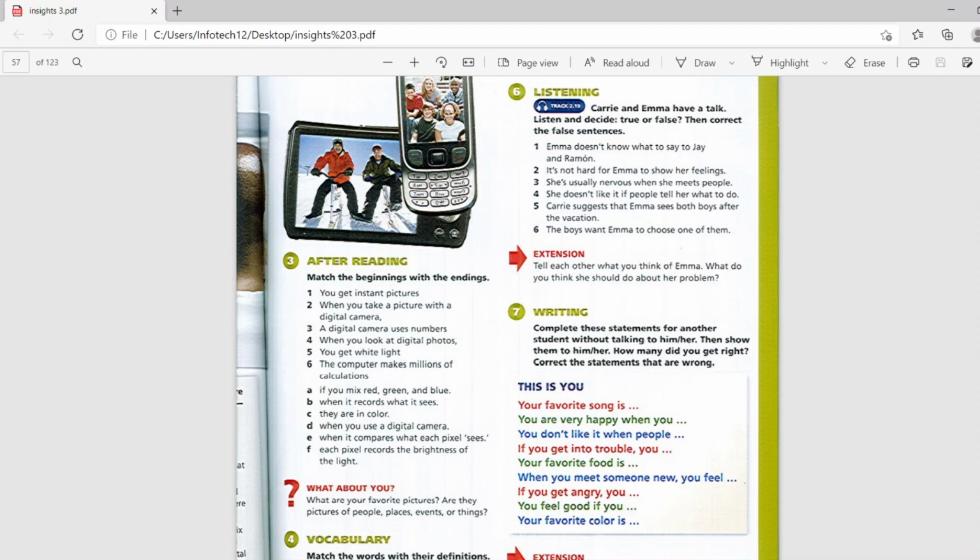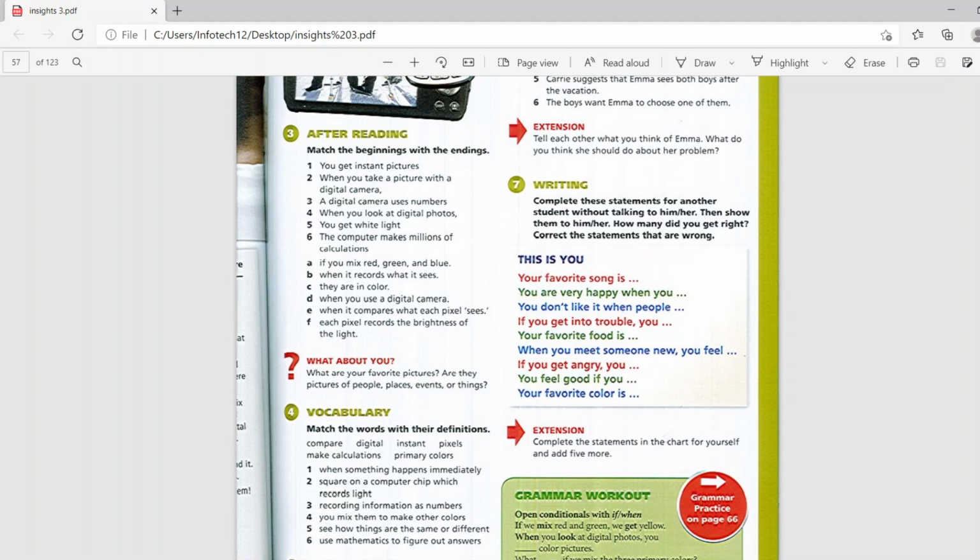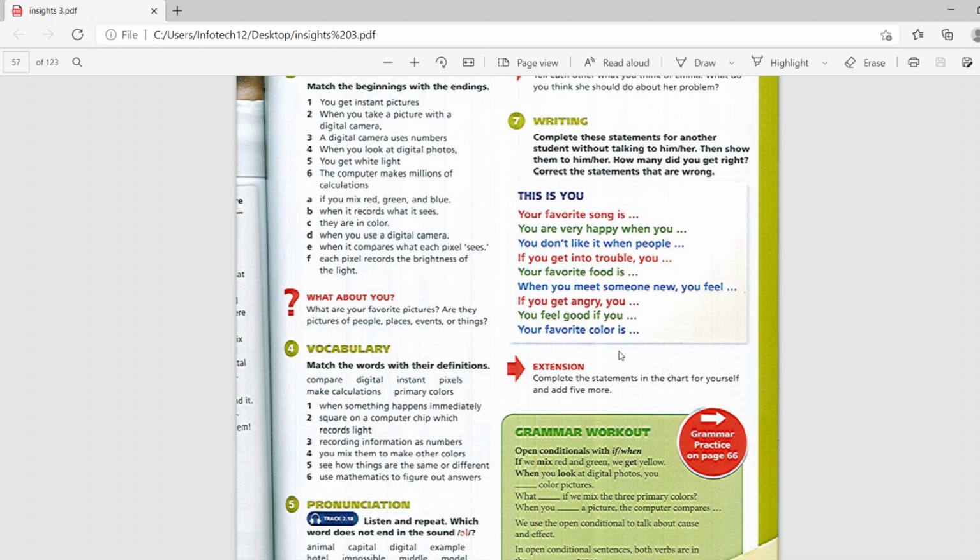Then we have a question. What about you? What are your favorite pictures? Are they pictures of people, places, events, or things? We are going to discuss this question a little bit next class in an oral way, okay?